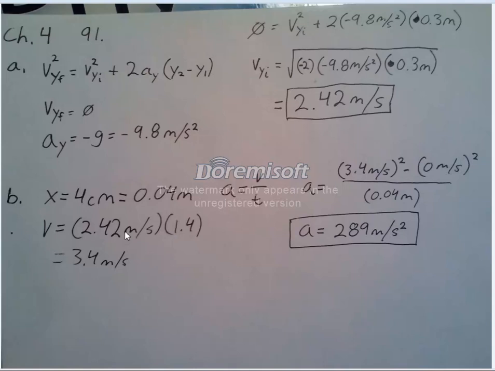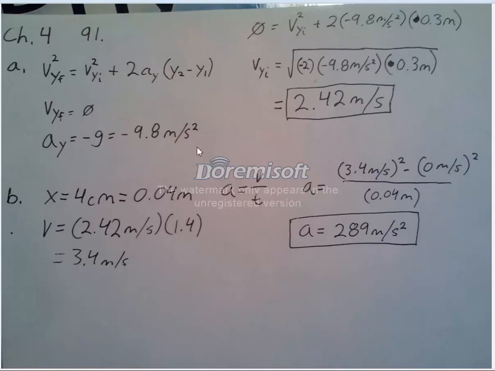We can determine other things, such as the final velocity, which is 0 meters per second, and the acceleration would just be negative g, which is negative 9.8. We could plug it into this equation right here and solve for vy of i, which would be the takeoff velocity or takeoff speed. So plug it in: here's a 0, negative 9.8, and 0.3 meters. Solve for vy of i and we get 2.42 meters per second, and that'll be its takeoff speed.